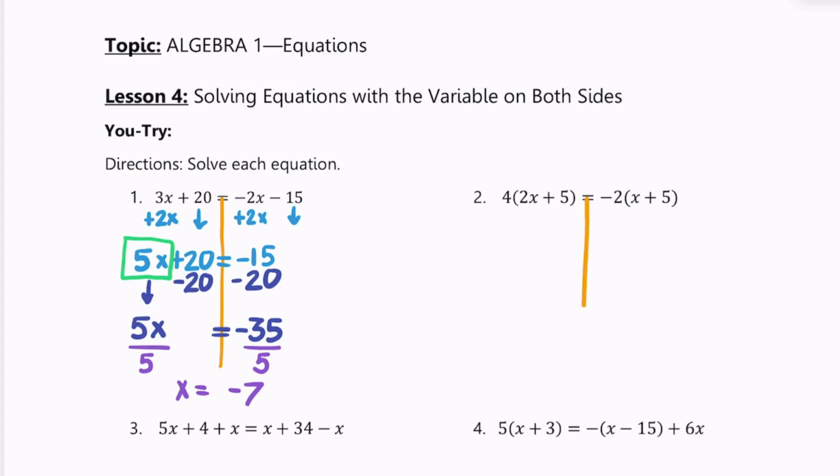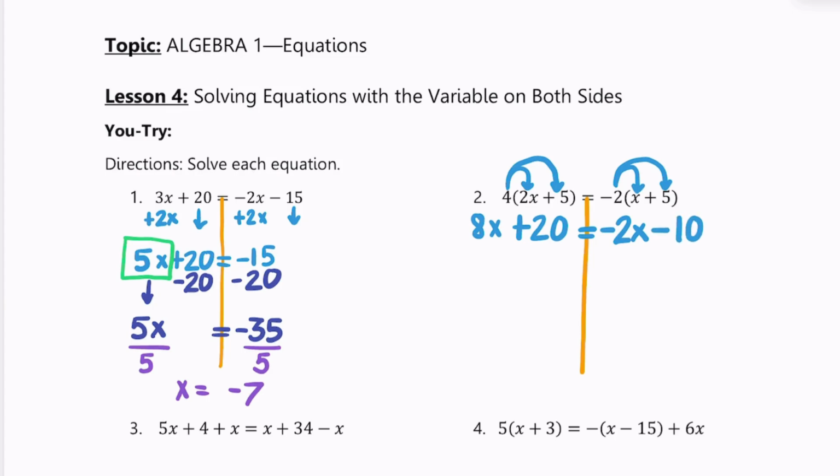Number 2, I look at that and I see, oh my goodness, I have parentheses on the left. So that tells me I need to take that 4 and distribute it to everything in parentheses on the left. And then I have a negative 2 with parentheses next to it on the right. So I'm going to have to distribute that negative 2 to everything in parentheses on the right. So 4 times 2x will give us 8x. 4 times 5 will give us a positive 20, so we'll write plus 20. Negative 2 times x will give us a negative 2x. And negative 2 times 5 will give us a negative 10.